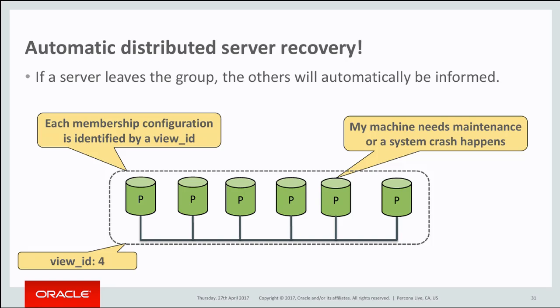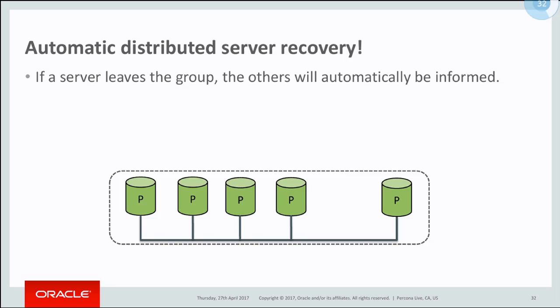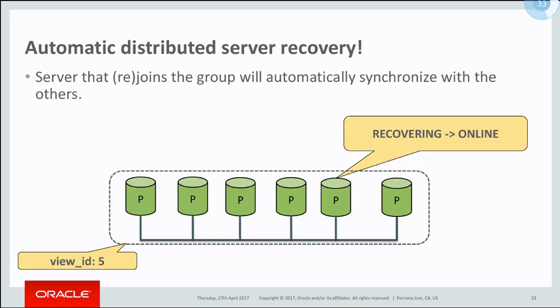Any time a server joins or leaves, the view ID is incremented. And you can consult in the performance schema tables which view ID you have, and see how the system is progressing. So if you have a group running and a server crashed, you were on view ID number 4, now you are on view ID number 5. You join again, it goes to recovery, goes online, and is back again. So the system knows how to handle this, and it just works.